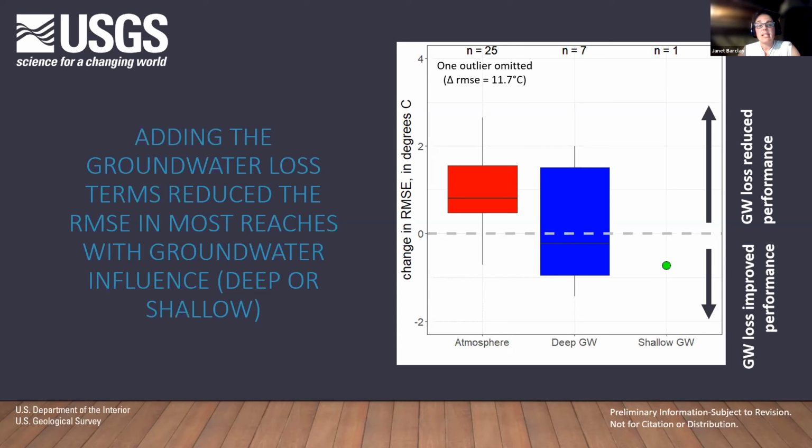And so what we see is that adding the groundwater loss terms reduced the root mean squared error in most reaches with groundwater influence, whether that was deep or shallow.